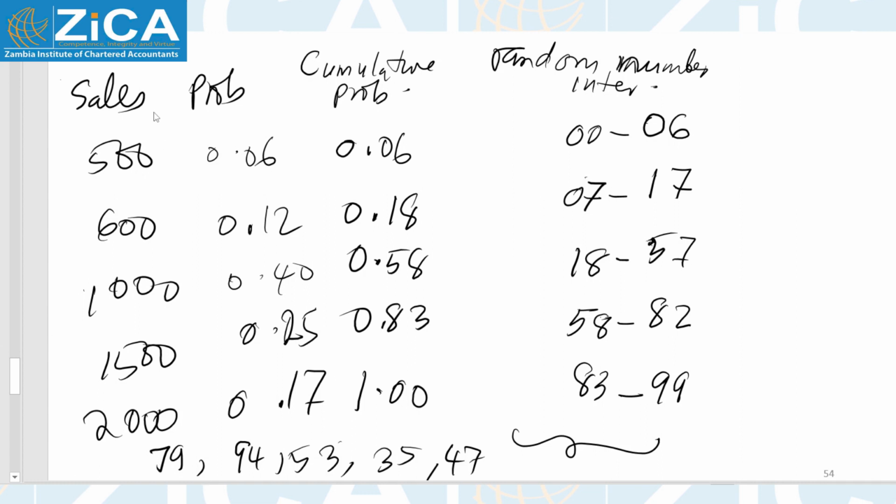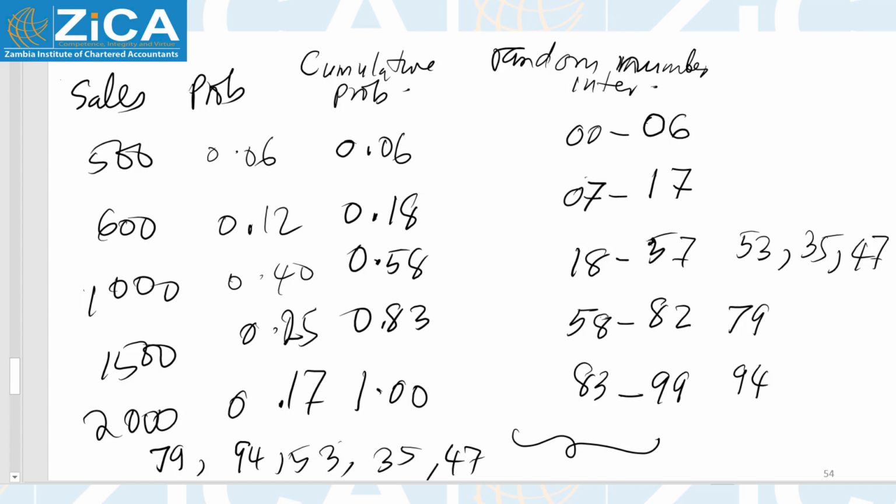You ask yourself, where does this number fall? For instance, where does 79 fall? 79 falls here. Look at the number 94. 94 will fall here. Look at the number 53. 53 will fall there. Look at the number 35. 35 again will fall there. Look at the number 47. 47 will fall there.